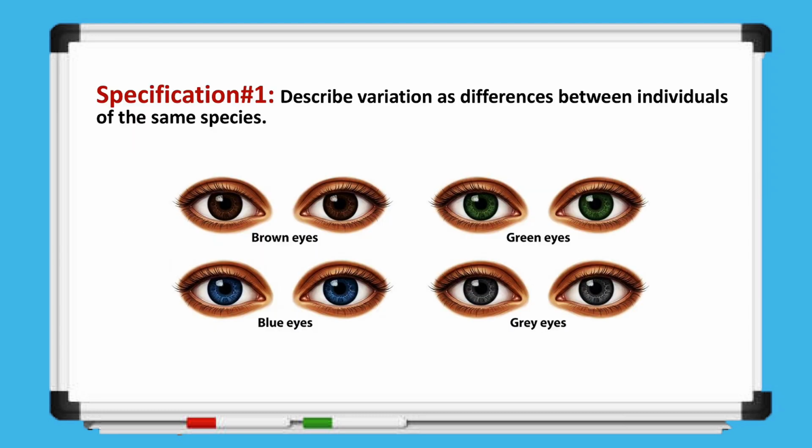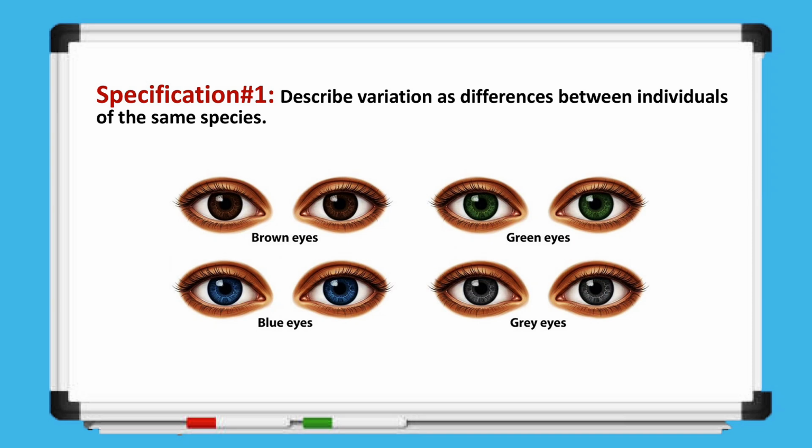We begin with Specification 1. This part of the syllabus asks us to describe variation as differences between individuals of the same species. Now let us first understand what the word variation means. Variation simply means differences. It refers to how individuals are not exactly the same and how they differ from one another, even if they belong to the same species.